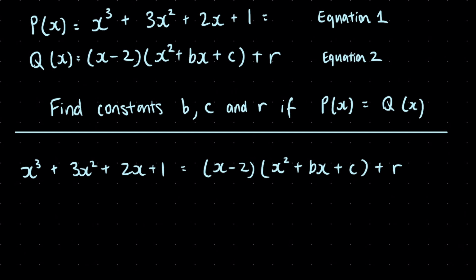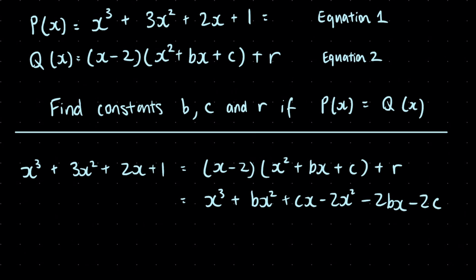And to equate coefficients, we want both sides to be in the same form. And we do this just by expanding the brackets in the right-hand side. So to expand this, we just go x multiplied by x squared plus x times bx plus cx, so c times x, then minus 2 times x squared, minus 2 times bx, and then minus 2 times c. So that's the brackets expanded, and then we just add the r at the end because that was outside the bracket initially.